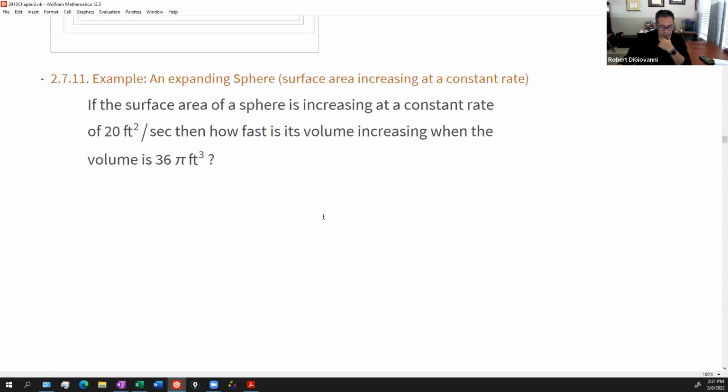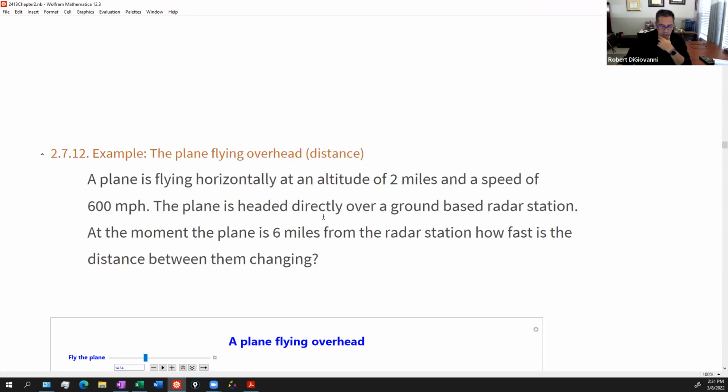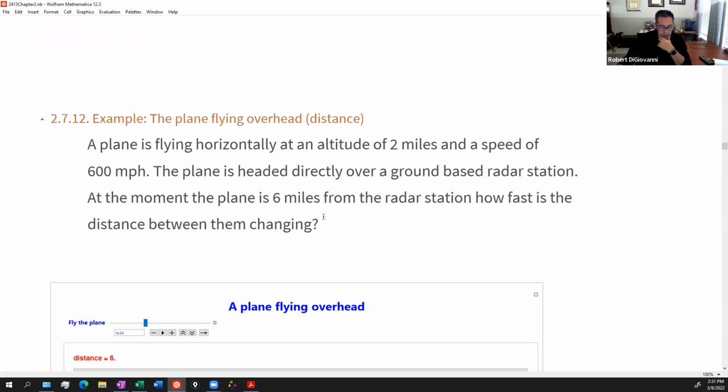I'll give you something different. One of my favorite examples. I'll let you read it first. A plane is flying horizontally at an altitude of 2 miles and a speed of 600 miles per hour. The plane is headed directly over a ground-based radar station. At the moment the plane is 6 miles from the radar station, how fast is the distance between them changing?